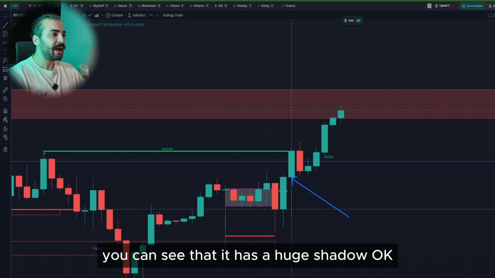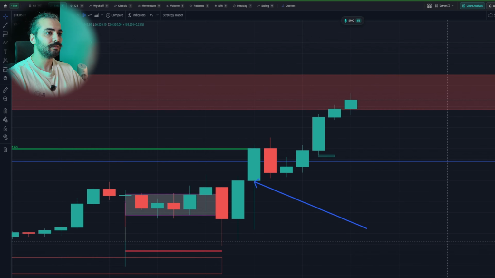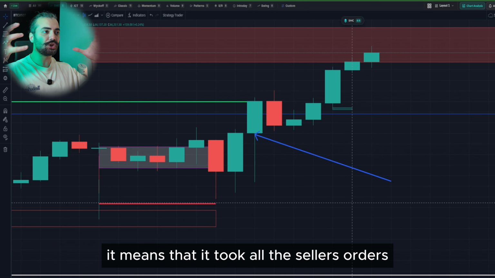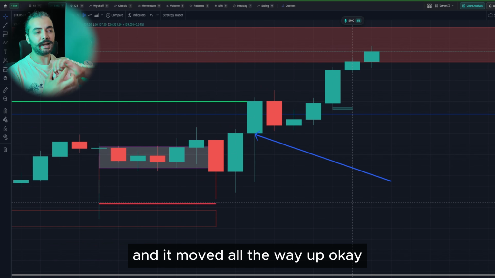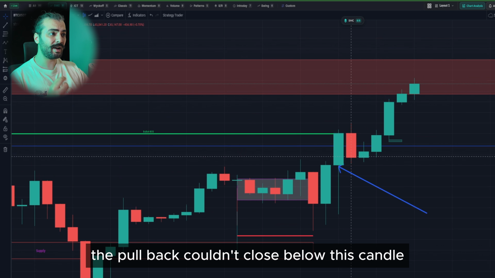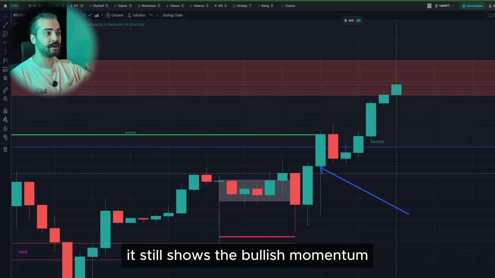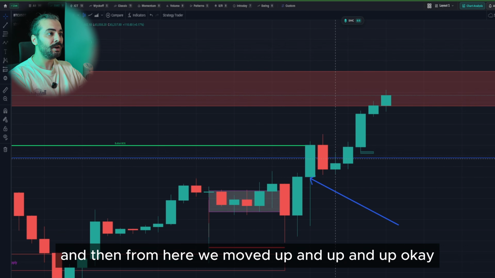You can see that it has a huge shadow, okay? The shadow on this candle means that it took all the sellers' orders and it moved all the way up, okay? We had a nice pullback. The pullback couldn't close below this candle. It still shows the bullish momentum. And then from here, we moved up and up and up, okay?